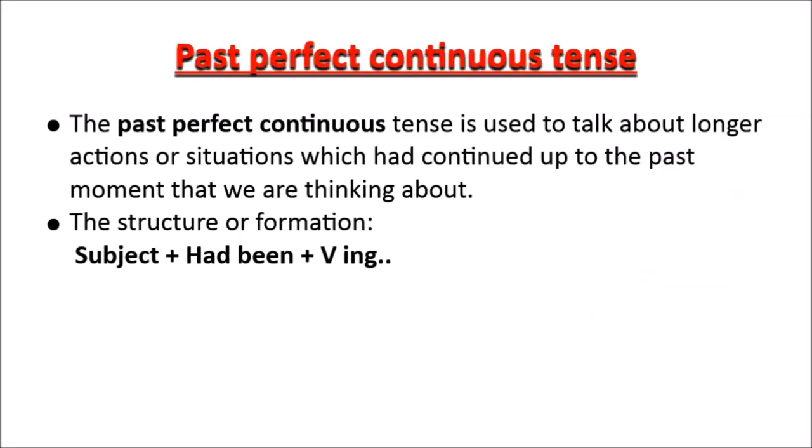The next one is past perfect continuous tense. So, this is the second type of tense under which form? Perfect continuous form. Good. So, look at the definition given there. The past perfect continuous tense is used to talk about longer actions or situations which had continued up to the past moment that we were or are thinking about. Okay. So, look at the structure that is given there. What is the structure for past perfect continuous tense? Subject plus had been plus verb ing. Understand?